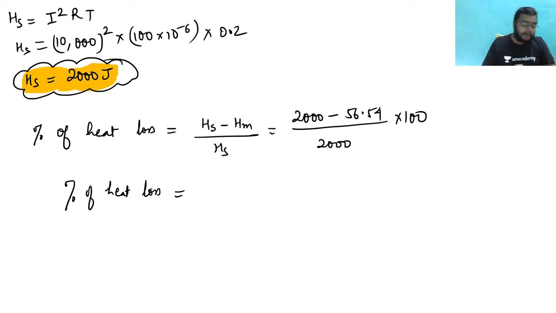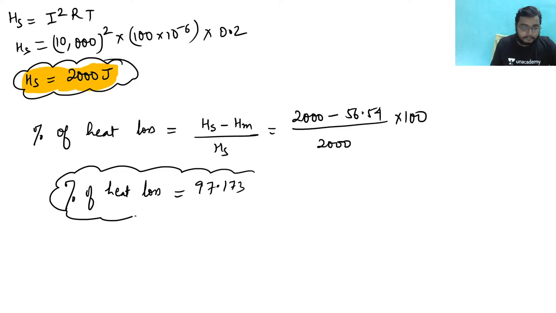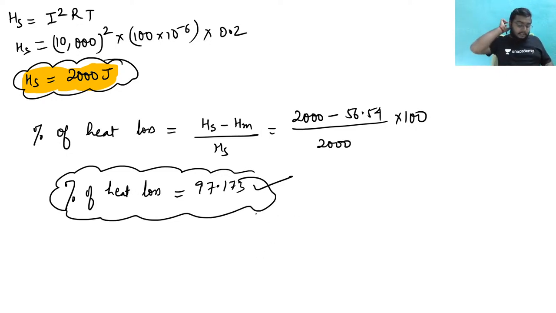That is 97.173. Clear? So that is coming around 97.173. Okay, so yes, your answer was correct.